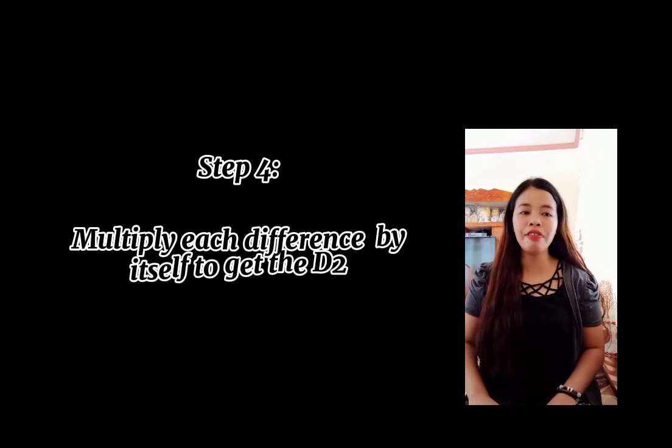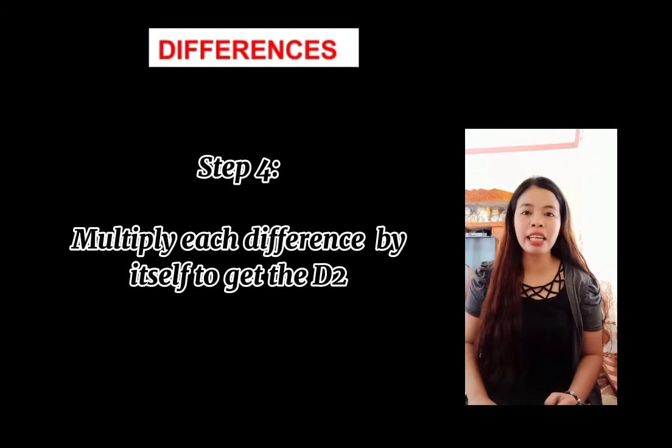So now, how do we get the value of D squared? In getting the value of D squared, we are going to apply step 4. Our step 4 is to multiply each difference by itself to get D squared.